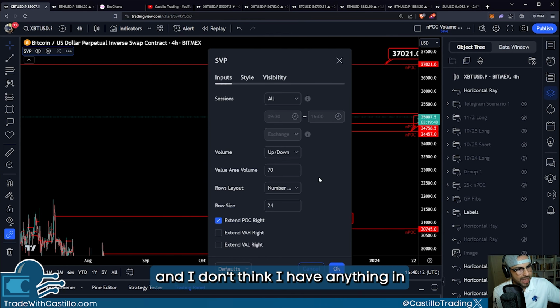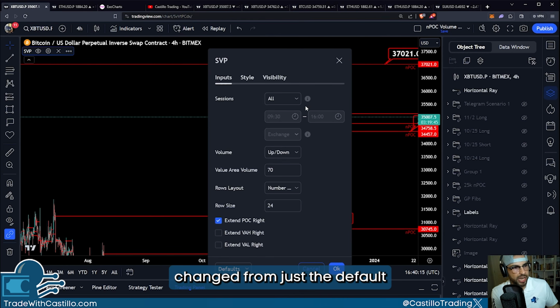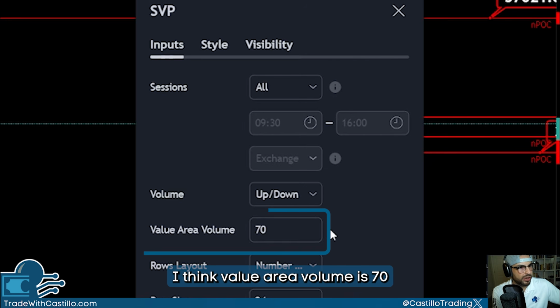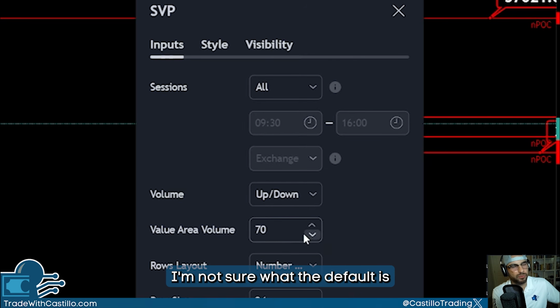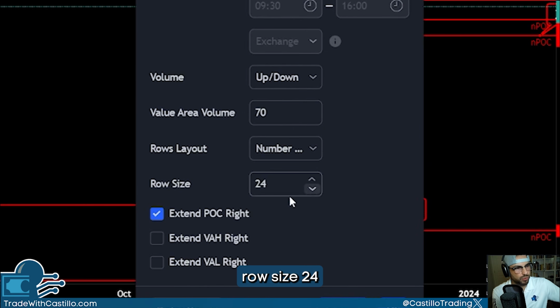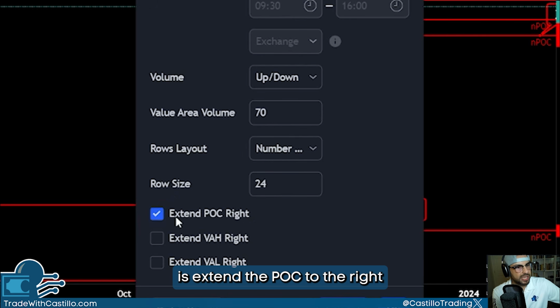I don't think I have anything in the inputs changed from the default. I think value area volume is 70. I'm not sure what the default is, but this is what I have it as, row size 24. And really the only thing is extend the POC to the right. You can extend value area high and value area low to the right as well.